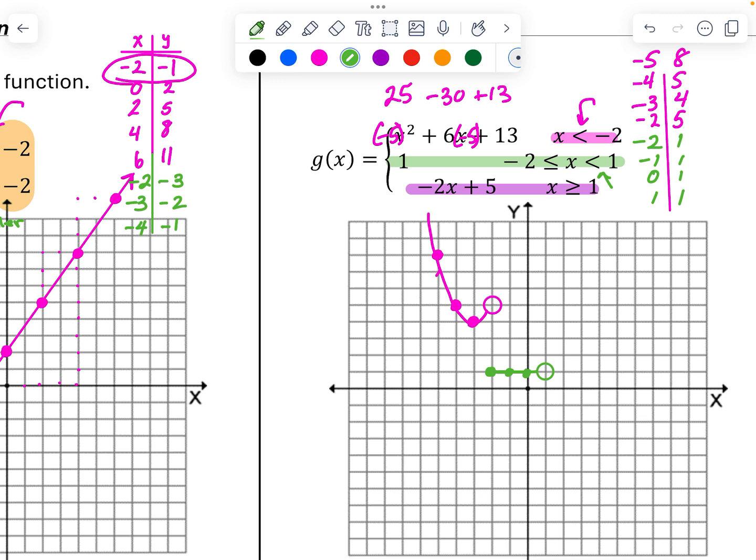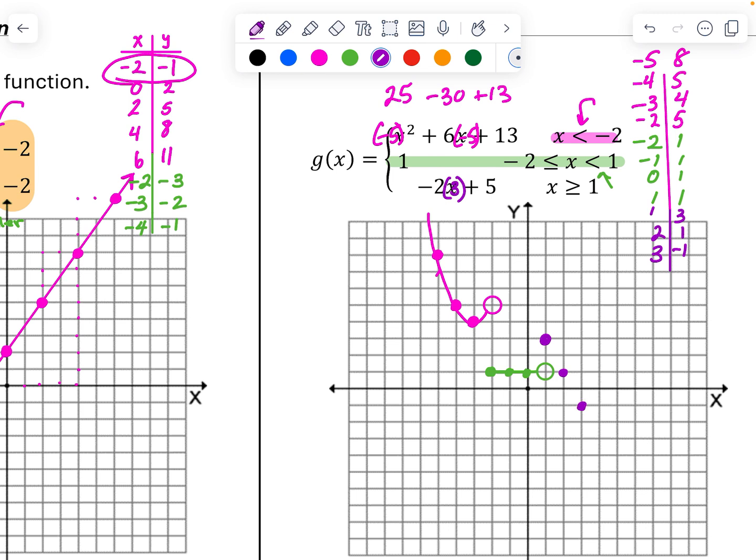Okay. Then I need to go bigger than 1. So I'm going to use 1 again, and I'm going to put 1 right here. And when I use 1, I get 3. 1, 2, 3. And then I'm going to use something bigger than 1. How about if I use 2? That's negative 4 and 5. So if I use 2, I get 1. And then if I use something bigger than 2, let's say I use 3. So that's negative 6 and 5, which is negative 1. So if I use 3, I get negative 1.